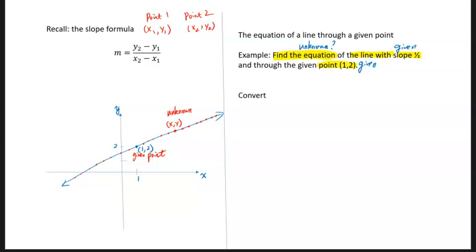So this is what we're going to do. We write down the formula, and we can plug in the numbers here. I'm going to rewrite the formula here. m equals y2 minus y1 over x2 minus x1. Again, m here represents the slope. So I can replace m with 1/2 because the slope is given. Previously, we were given all the numbers for x1, y1, x2, y2. We just needed to plug them in there, as you can see in this example here.